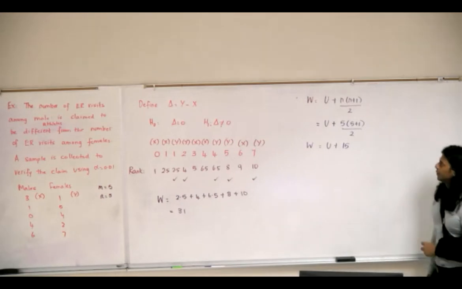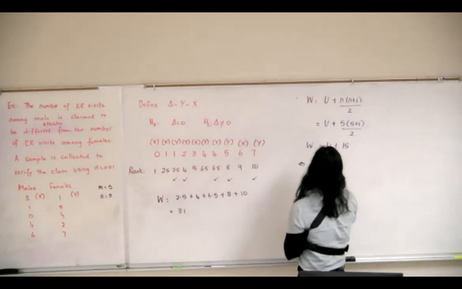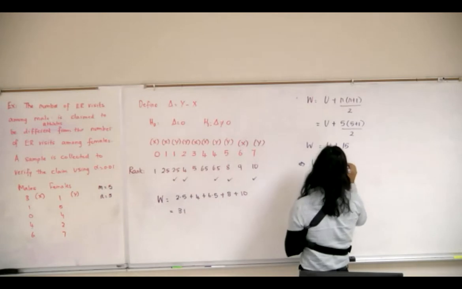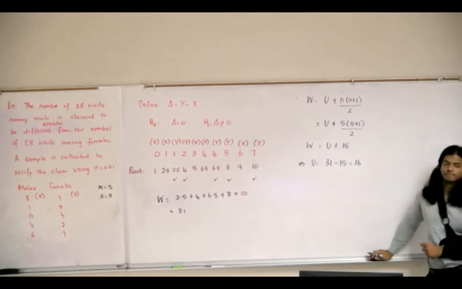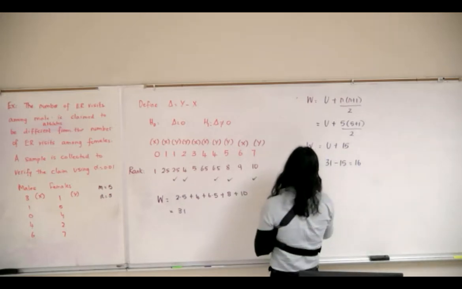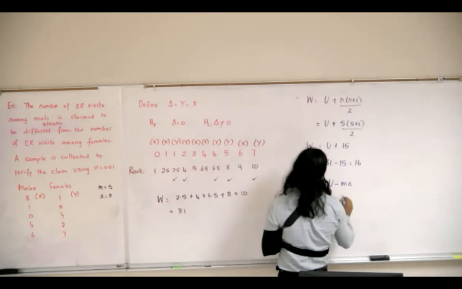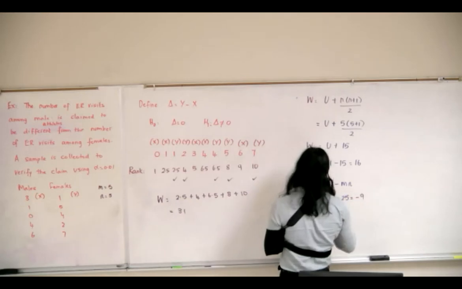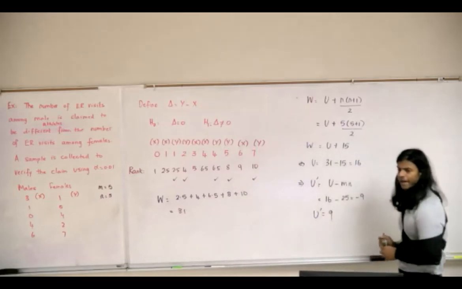Five times (5 plus 1) over 2 is 15. So U would be equal to 31 minus 15, which is 16. Yes. We also know U prime is simply U minus mn, so 16 minus 25 is negative 9, but we know we cannot have a negative, so we keep it as positive 9.